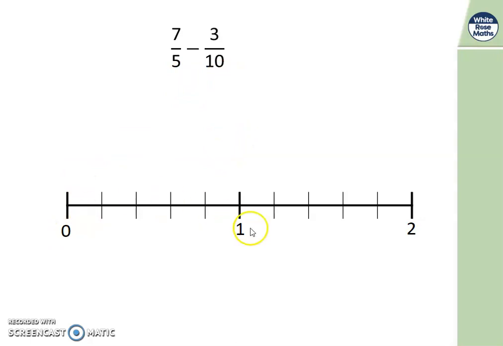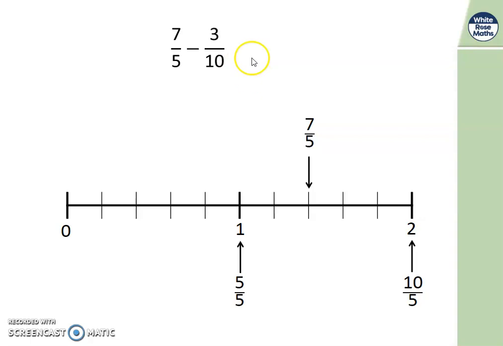Here we've got 0, 1 and 2. These are whole ones. And each part is split into 1 jump, 2 jumps, 3 jumps, 4 jumps, 5 jumps, so it's in fifths. Let's have a think where 7 fifths would go on that number line. Well, 1 whole one would be 5 fifths. So therefore this would be 6 fifths and this would be 7 fifths, because that's 10. So that must be 7 fifths.